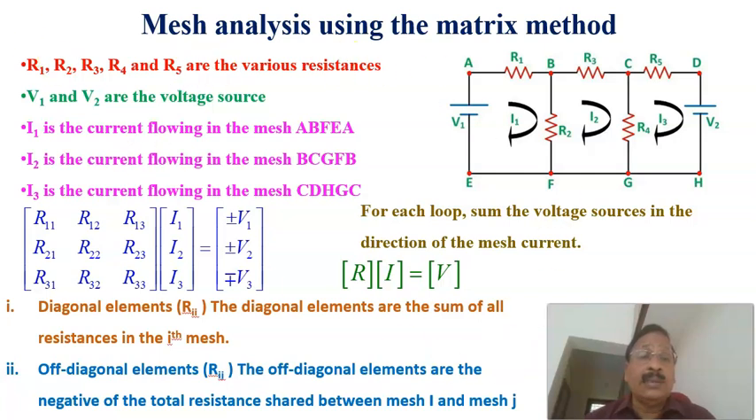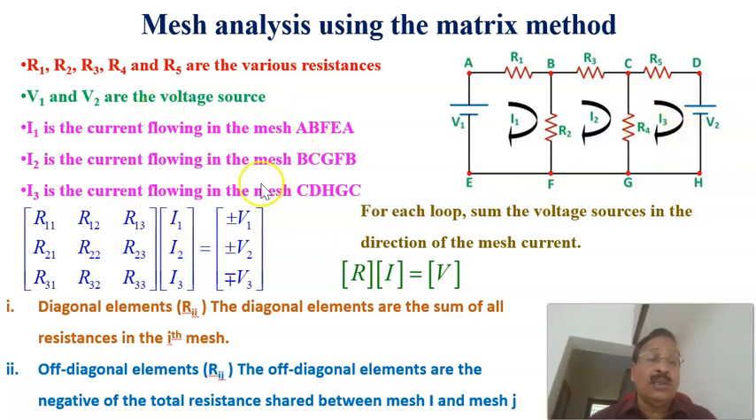Now, continuing the same mesh analysis using the matrix method. Here we have R1, R2, R3, R4 and R5, which are the various resistances. And here V1 and V2 are the voltage sources in this particular circuit. I1 is the current flowing through the mesh marked as ABFEA, this mesh. I2 is this mesh current, and I3 is the third mesh current.